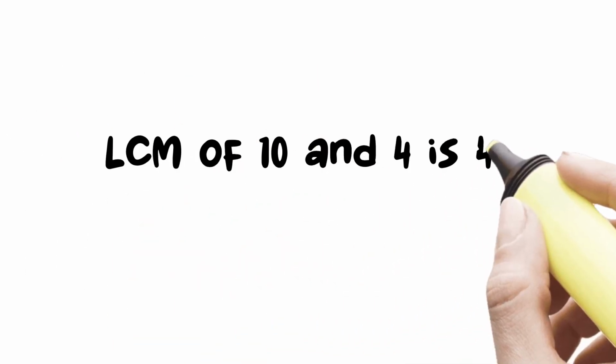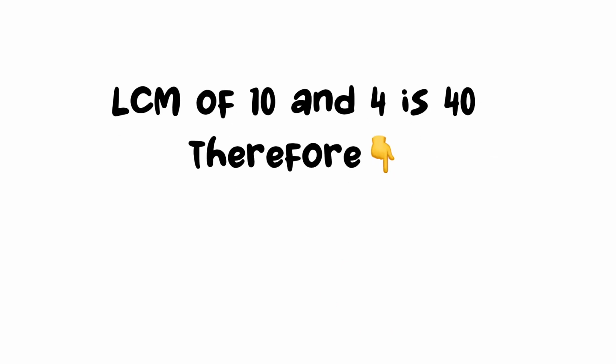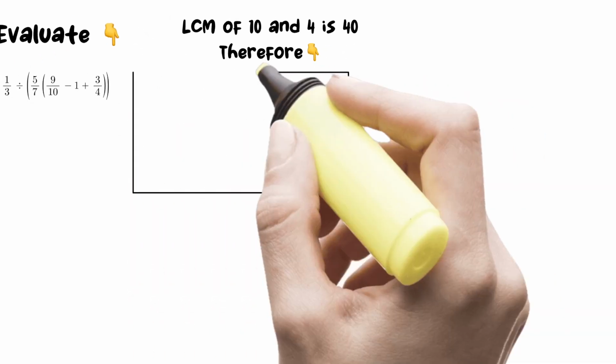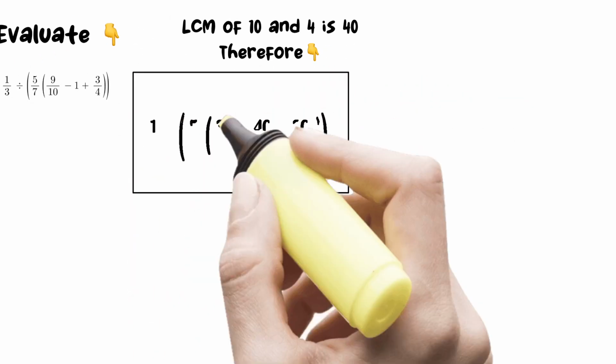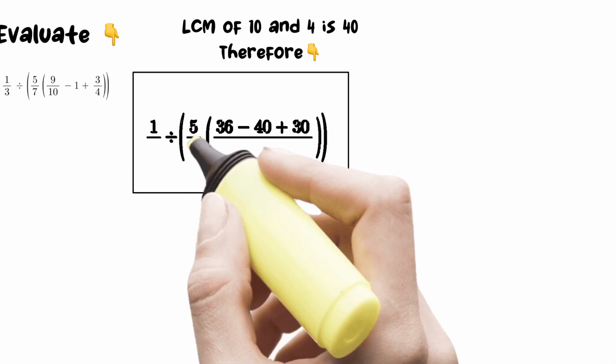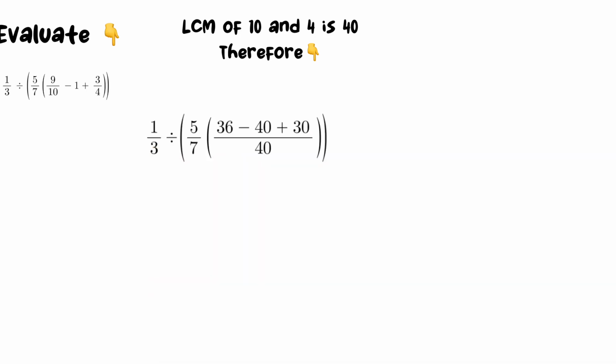LCM of 10 and 4 is 40. So we have 40 divided by 10 equal to 4. 4 times 9 gives us 36. 40 divided by 1 equal to 40. 40 times 1 gives us 40. 40 divided by 4 equal 10. 10 times 3 gives us 30.